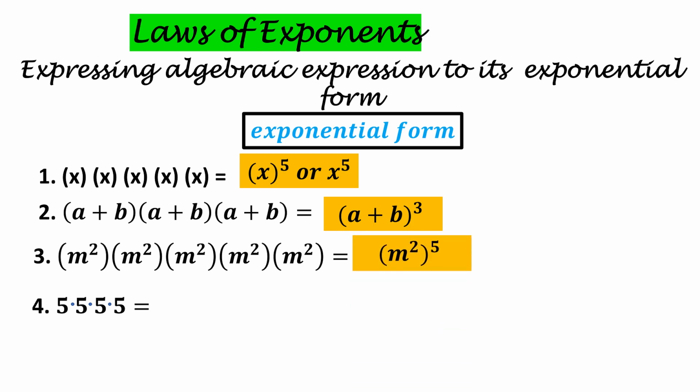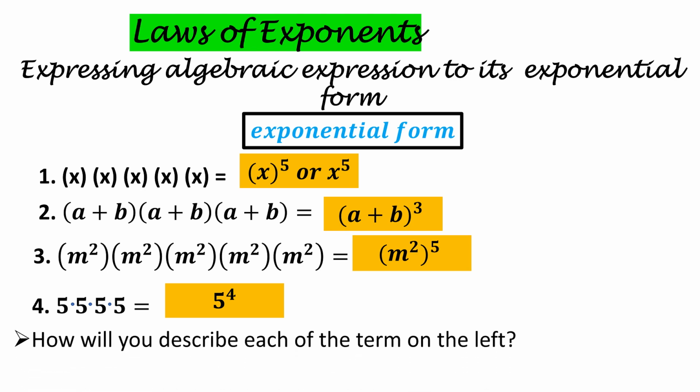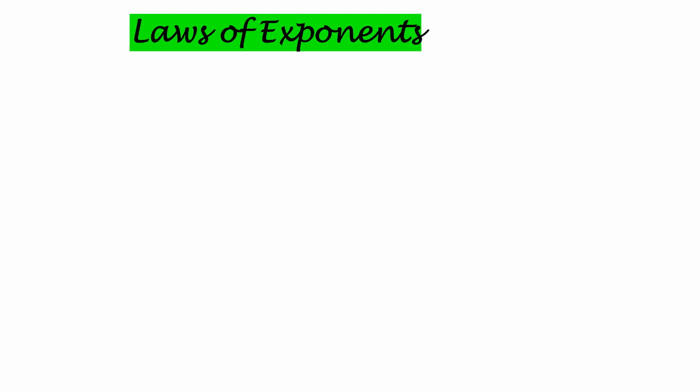Number three, since m to the power of 2 is a common base, then we come up with the final answer, which is the quantity m squared to the power of 5. Number 4, the 5 there is being used 4 times as a factor, then we're able to come up with the final product of 5 to the power of 4. So we are talking about the rule, the pattern, the law. Let us now proceed to the laws of exponents.